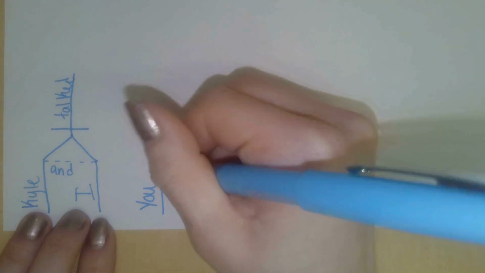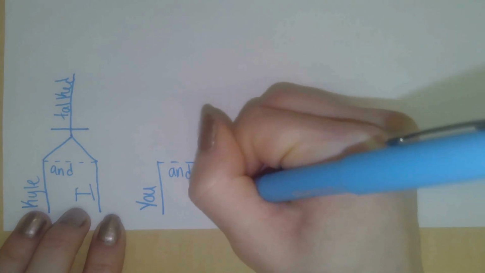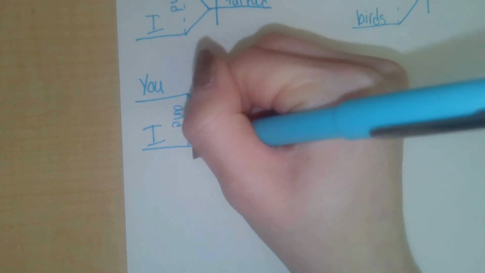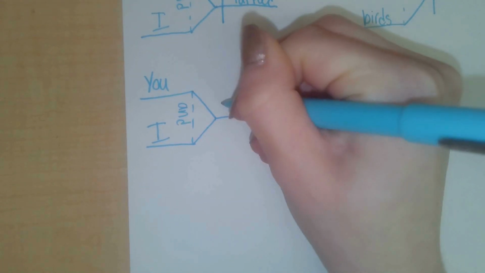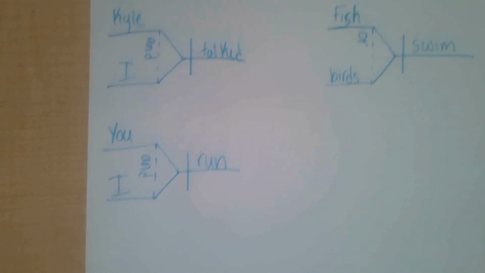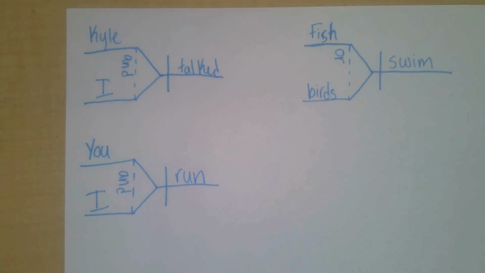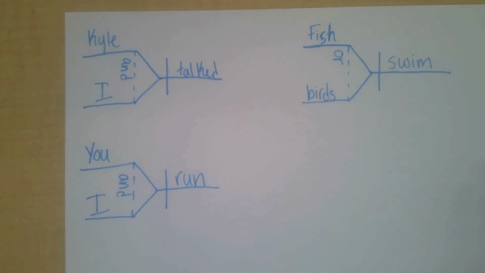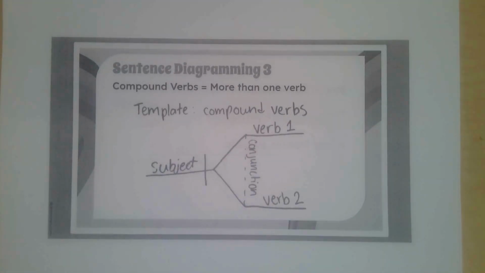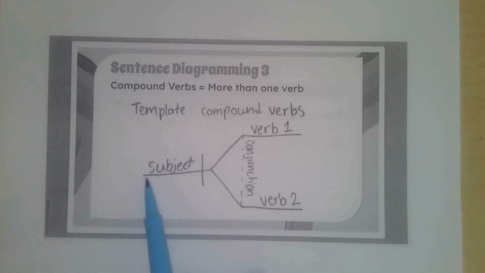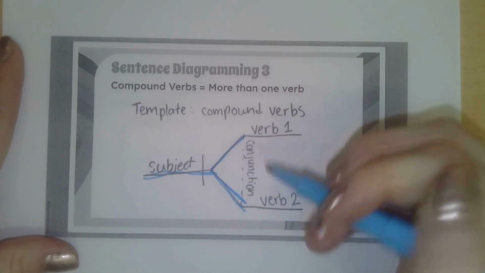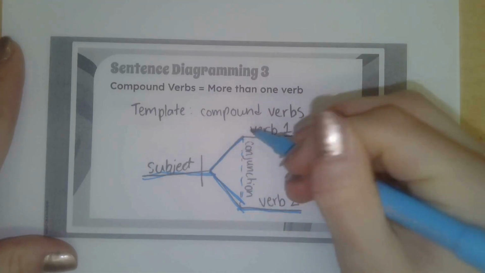Okay, dotted line down, and second subject line. Our second subject is I. Put them together. Then you and I run. So that is for a compound subject. You take the horizontal line and you split it into two. You do the same thing with compound verbs when you have more than one verb in a sentence. You take the horizontal line and you split it into two. Same thing as we did before. Same thing with the conjunction being on a dotted line.